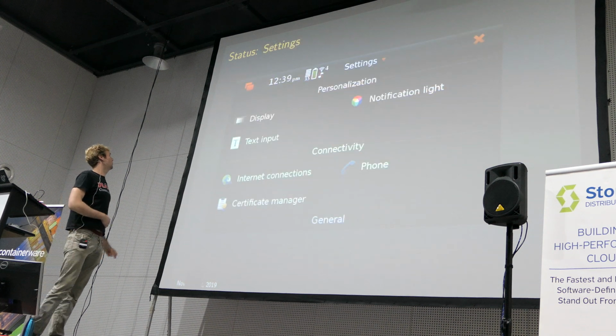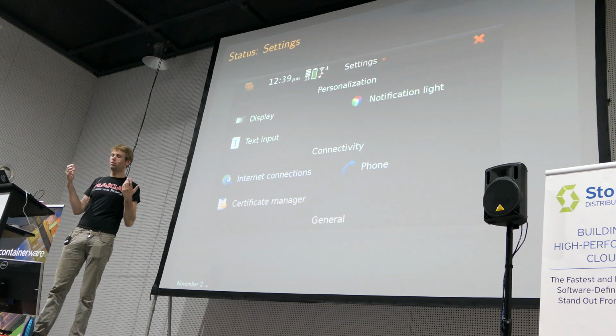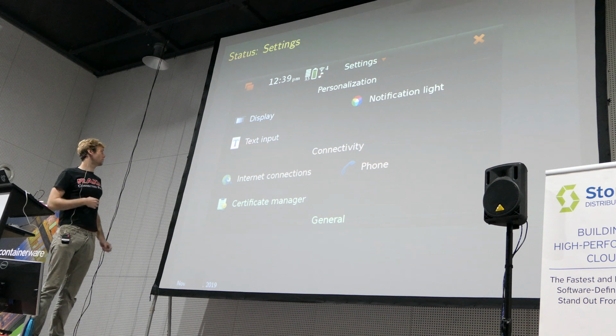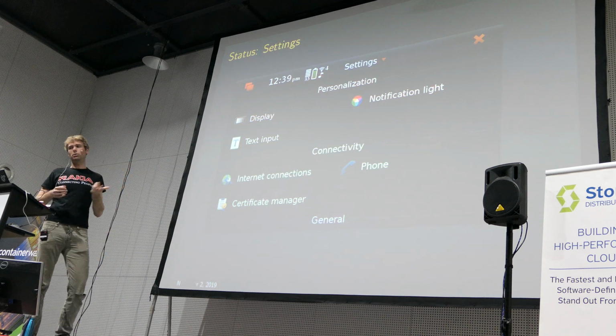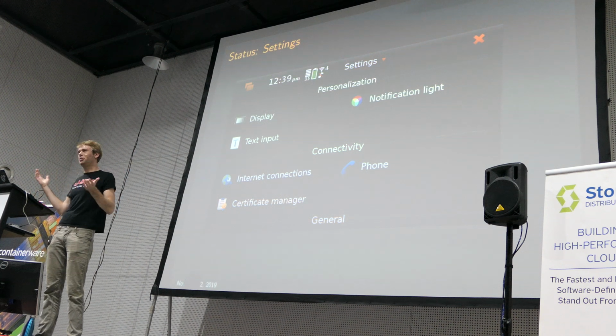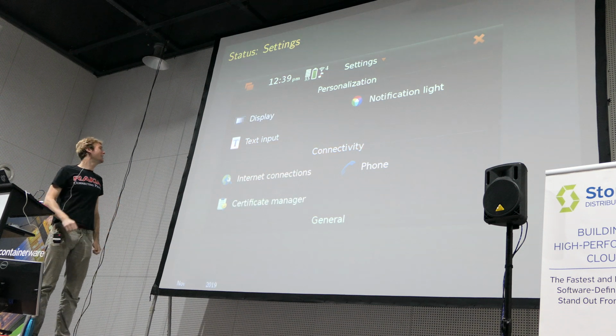This is settings UI, so there's the display. You can change the brightness, change how long the display stays on, or if it should not go on at all on certain events. Text input allows you to change the keyboard layouts. Notification lights will allow you to program the RGB LEDs on the phone, so you can basically customize it, make your own light patterns, if that's your kind of thing.